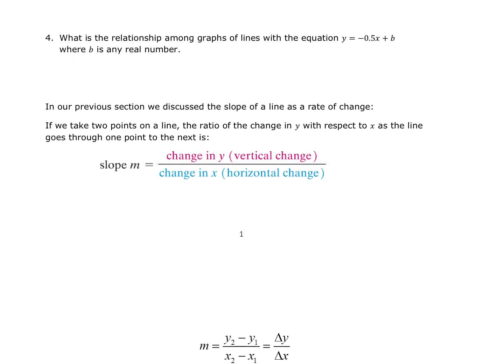So we've talked about slopes in previous math courses. We want to think about slopes of lines as being rates of change. So if we take any 2 points on a line, the ratio of the change in y with respect to the change in x, as the line goes from one point to the next, we want to think of this as the slope: the change in y over the change in x. You might see the notation delta y over delta x. The delta, or that triangle shape, means change, so change in y over change in x.